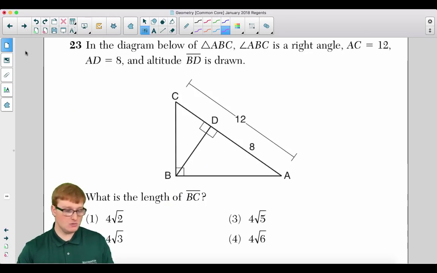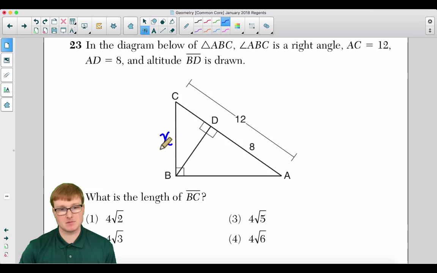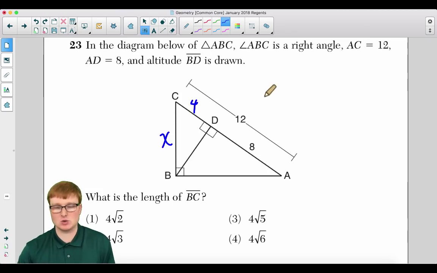Moving on to the last 2 questions of this exam. 23 says, in the diagram below of triangle ABC, the measure of angle ABC is a right angle. AC is 12, AD is 8, and the altitude BD is drawn. What is the length of BC? Trying to solve for that, X. So you're using the mean proportional. By the way, if this whole thing is 12 and this is 8, CD is the length of 4. That is quite important to solve this question.